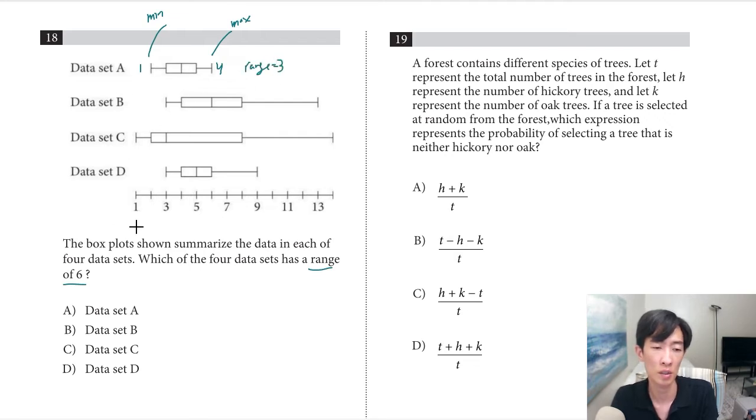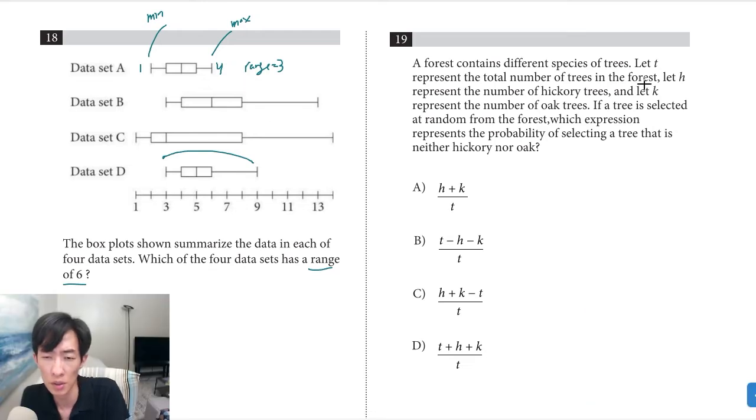Not going to work. You can go through each of them, but they make it nice because I can just eyeball this. The last one, data set D, is going to be 9 minus 3. And that's exactly 6. So just visually looking at it, you can tell that D is going to be the answer right away. Question 19, a forest contains different species of trees.